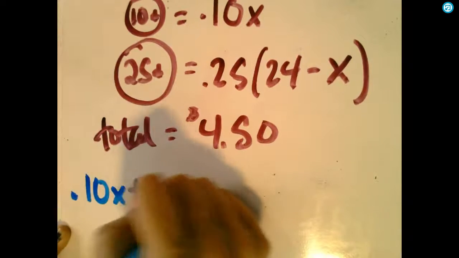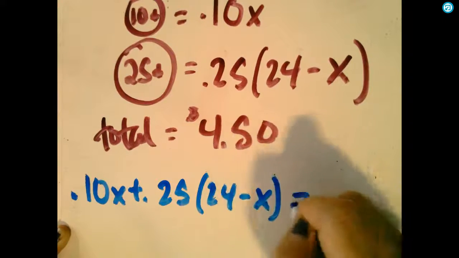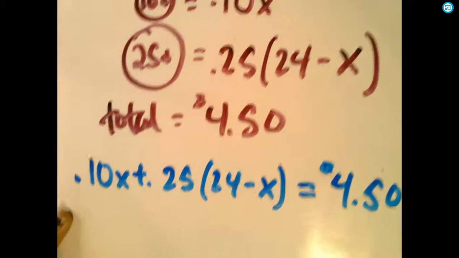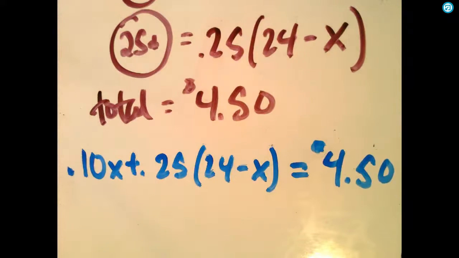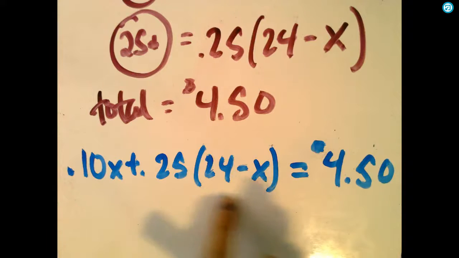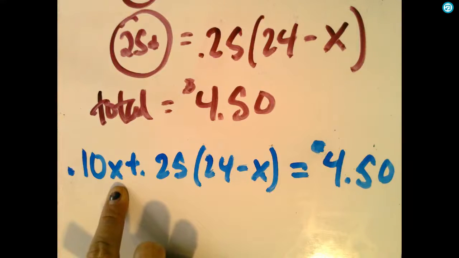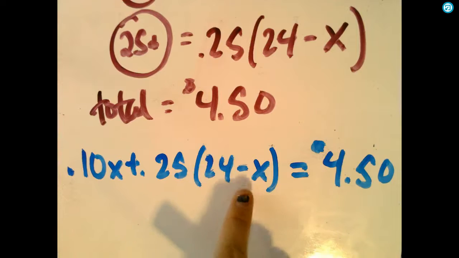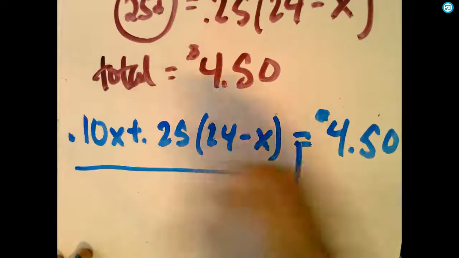0.10x plus 0.25 times (24 minus x) equals 450. So the amount of dimes plus the amount of quarters equals 450. They gave us this. This was the hard part to get, knowing that the dimes is just going to be 0.10 times the amount, but the quarters is going to be the amount of total coins minus the amount of dimes. I think that was tricky, and maybe that's why they gave it to us as a hint.